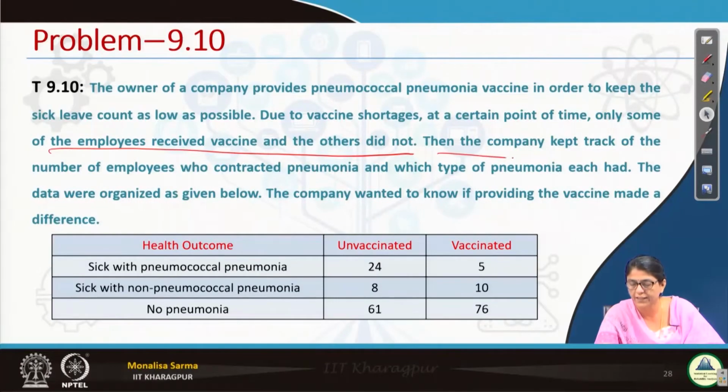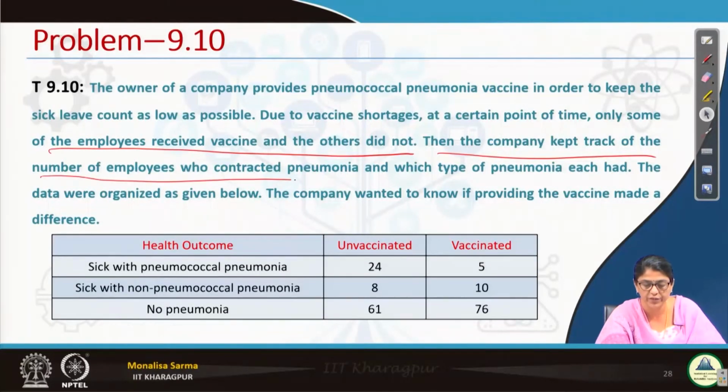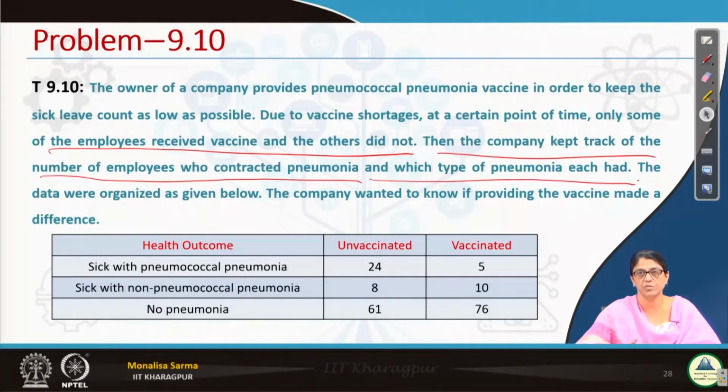Then the company kept track of the number of employees who contracted pneumonia and which type of pneumonia each had. There are different types of pneumonia. The vaccine is for pneumococcal pneumonia, but there are different types. So the company is trying to keep track of the people contracting pneumonia and of what type. Are they contracting the type for which they were given the vaccine, or some other type of pneumonia?